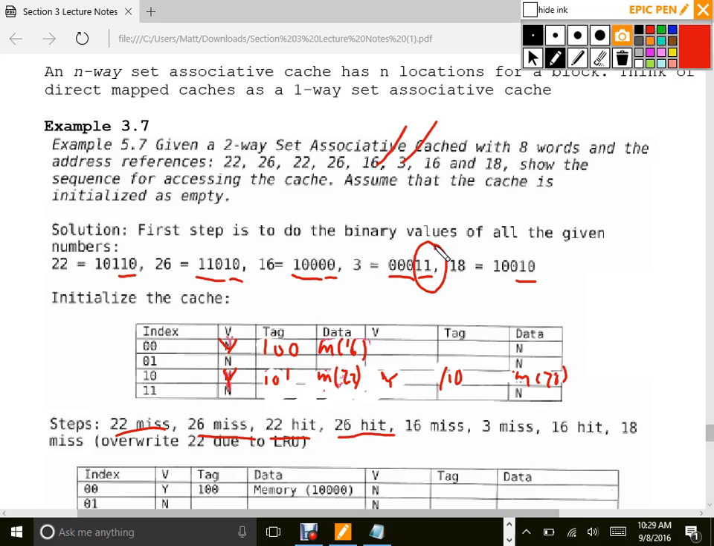All right. So then it's 1, 1. We go 0, 0, 0. Memory 3, right? And then 16 is a hit, and then we get to 18. Well, 18 is 1, 0. Well, now we've run into the same kind of problem, right? Because now both 1, 0 slots are filled. So here's a question. Which one do we want to swap out? 22 or 26?